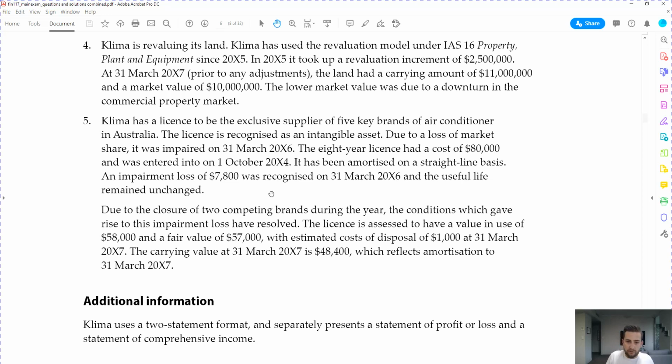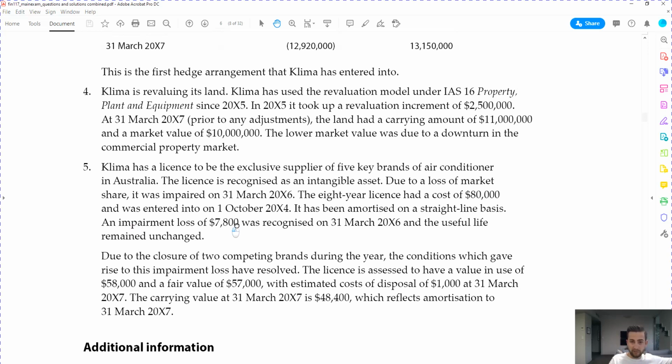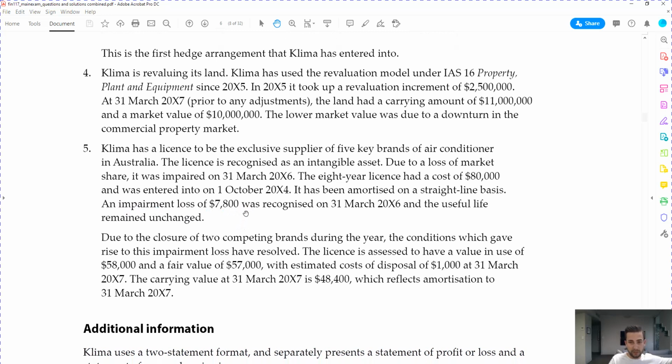The carrying value at 31 March 2017 is $48,400, which reflects amortization to the end of this year. Okay, so this isn't necessarily an intangible question. I misread that one. This is an impairment question. The reason it's an impairment question is because it talks about impairment loss over here, but it's also asking us to compare the cost of the asset versus the recoverable amount of the asset. And it's talking about value in use and fair value less cost of disposal.